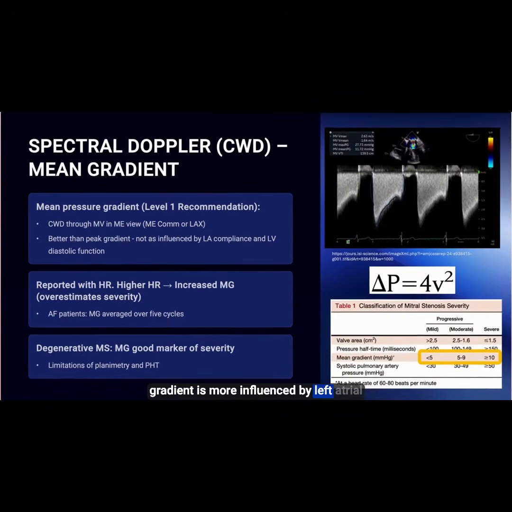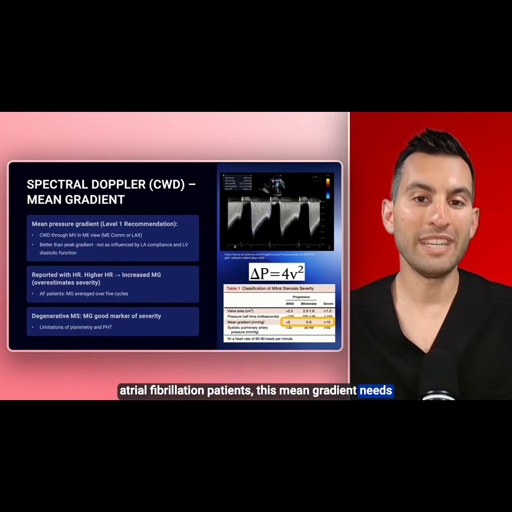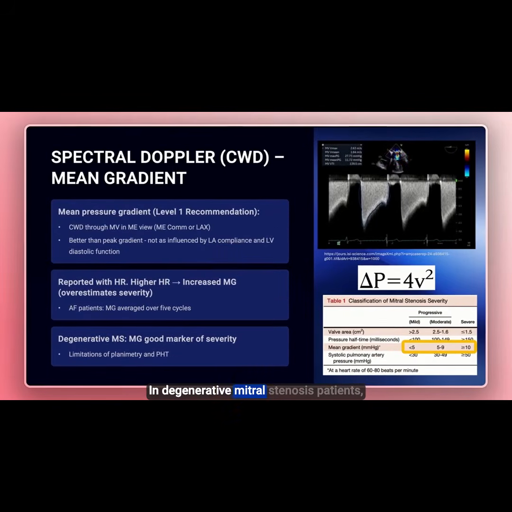more influenced by left atrial compliance and LV diastolic function. Report the findings here with the heart rate, as that higher heart rate can increase the mean gradient and overestimate valve severity. And in atrial fibrillation patients, this mean gradient needs to be averaged over 5 cycles to be accurate. In degenerative mitral stenosis patients, mean gradient is a good marker of valve severity, as there are some significant limitations to planimetry and pressure half time in degenerative mitral stenosis patients.